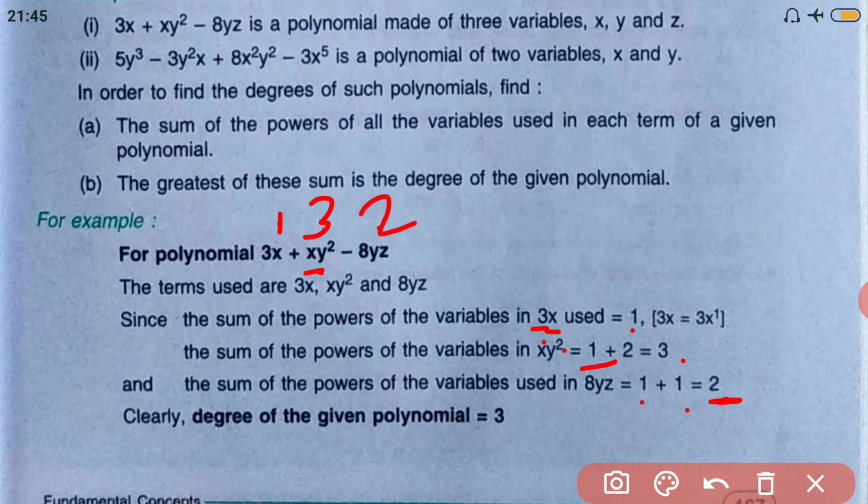So first term is 1, second term is 3, and third term is 2. So what is the highest power given to us? Is 3. Hence the degree of the polynomial becomes 3.